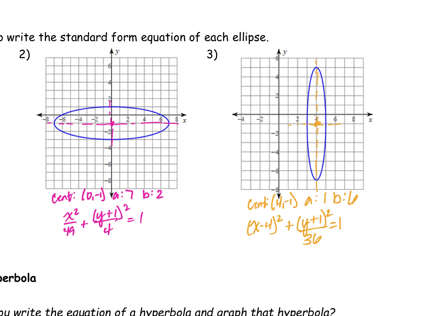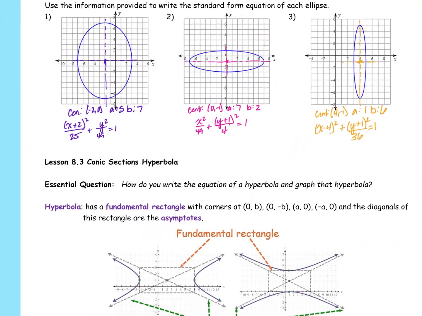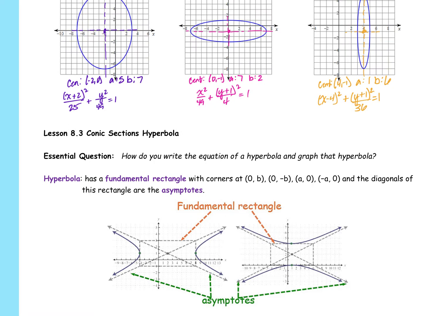Okay, so there are the answers for your warm-up. So we're moving from ellipses to our last conic section, which is called hyperbolas.